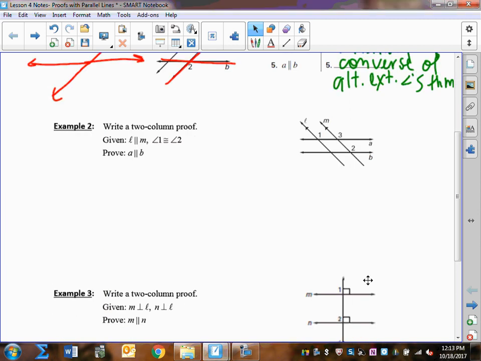Alright, let's take a look at example 2 here. I think I had 4 steps. So we have L is parallel to M, and they've already marked that in for us. I'm just going to draw it bigger to emphasize it. And angle 1 is congruent to angle 2. Do 1 and 2 currently have any special angle relationship? Nope. So we're going to have to connect something to 2 there, probably.